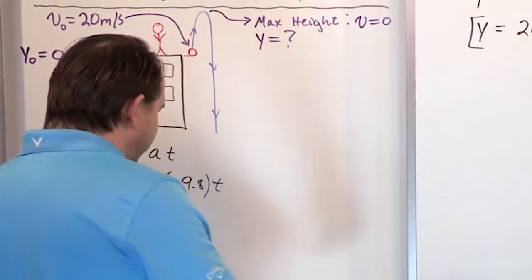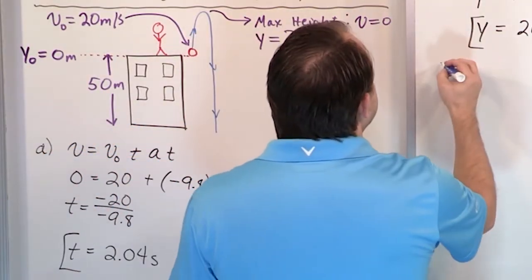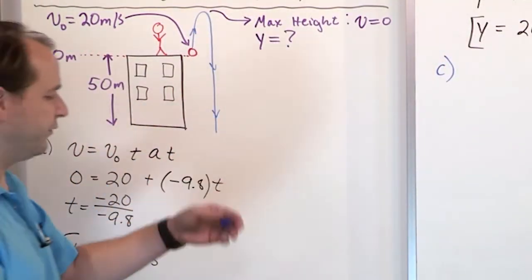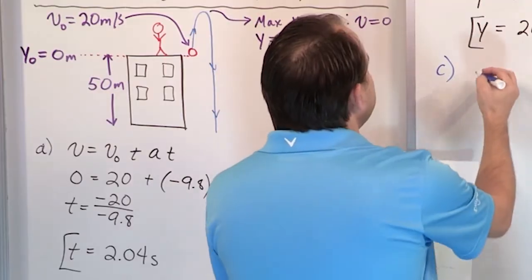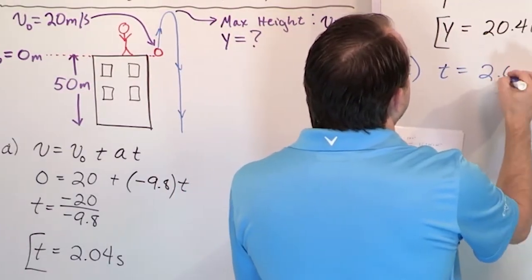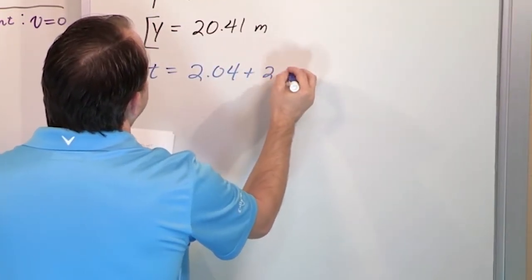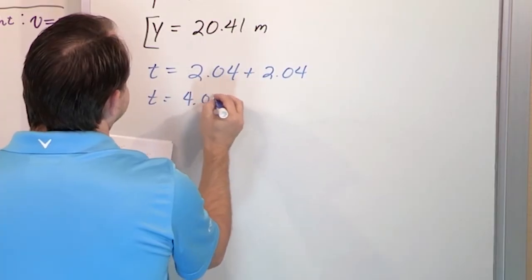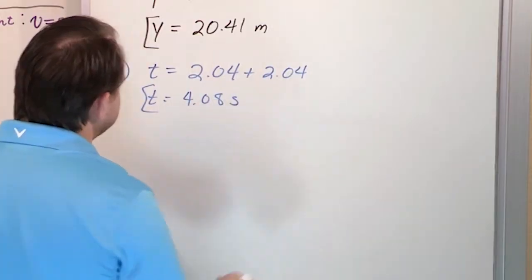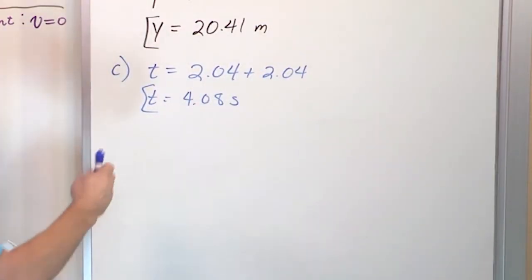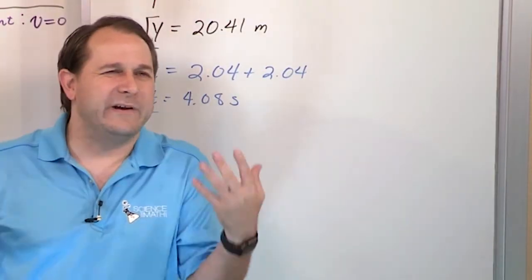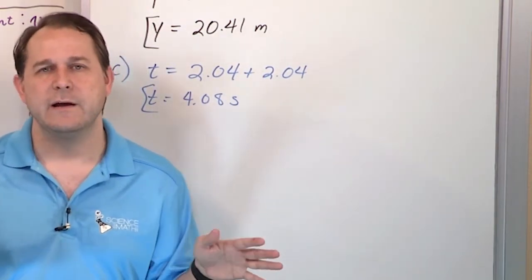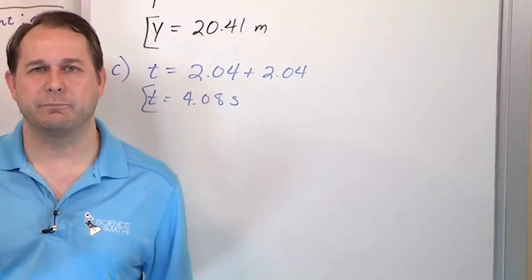So the very simple way to do this problem is to just look and say, well, it took 2.04 seconds to get to the top, so we'll just multiply that by 2. So we could say the time is 2.04 plus 2.04, so the time is 4.08. And that's the correct answer, but it's using your intuition to get to the answer. So it's great that you have that intuition, but it's not really the best way to solve a physics problem.